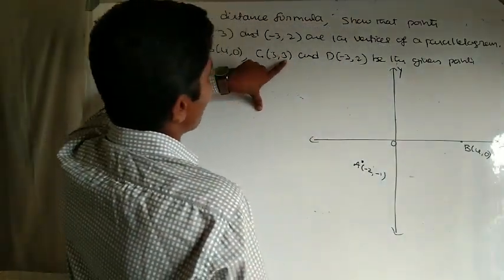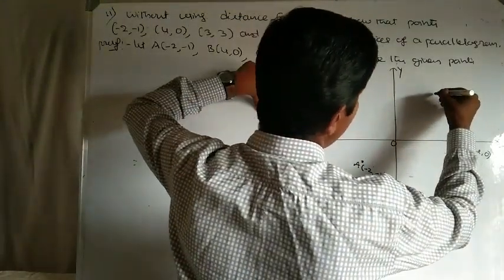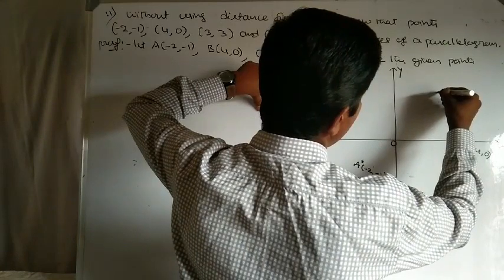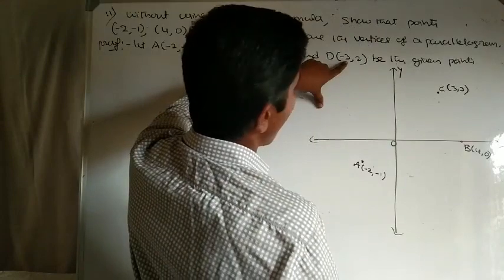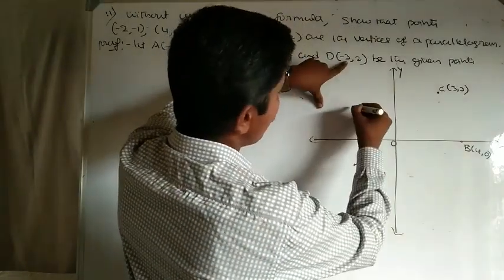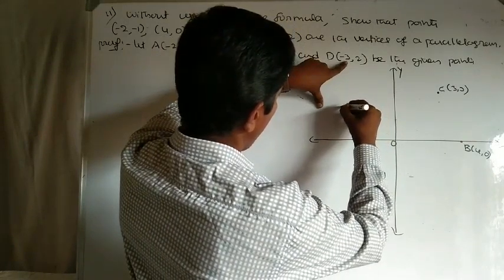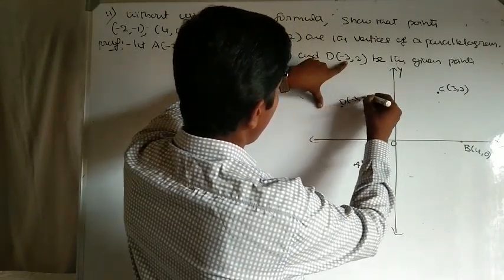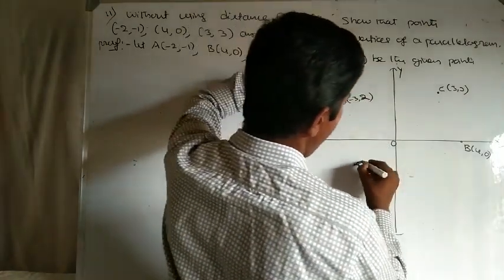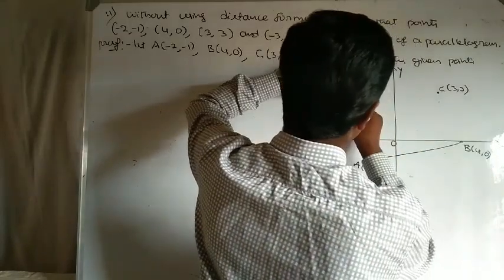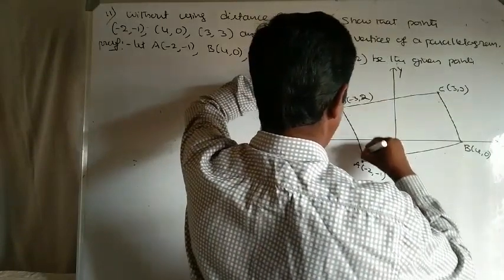C point 3 comma 3, both are positive, which means it lies in the first quadrant. Rough figure, C point here, 3 comma 3. Next, D point -3 comma 2. Join AB, DC, join CB, D.